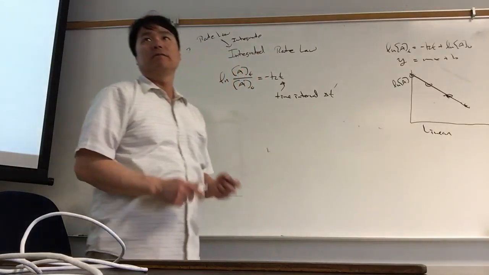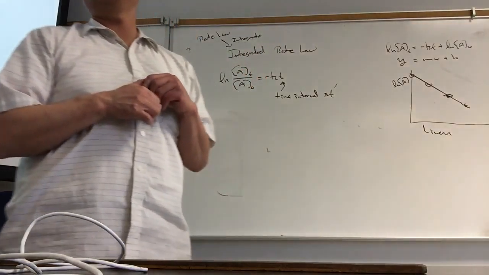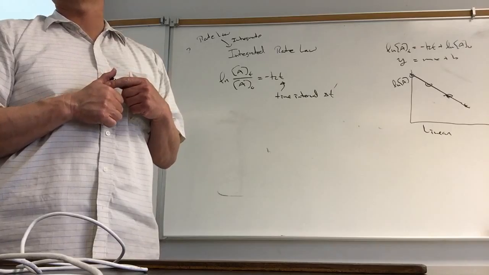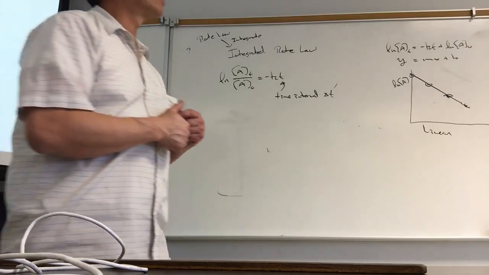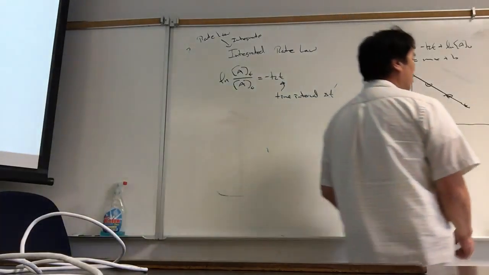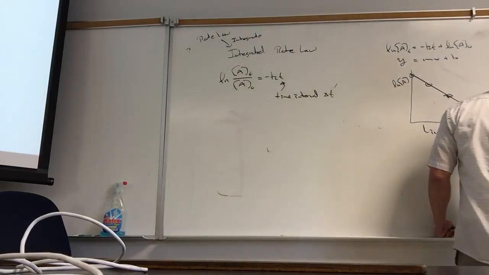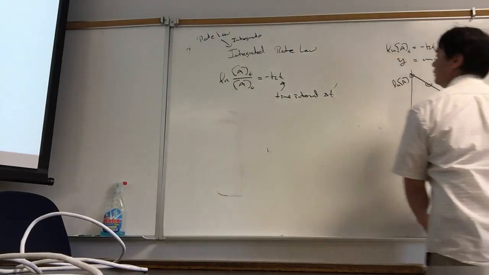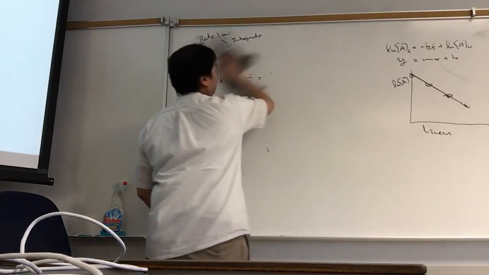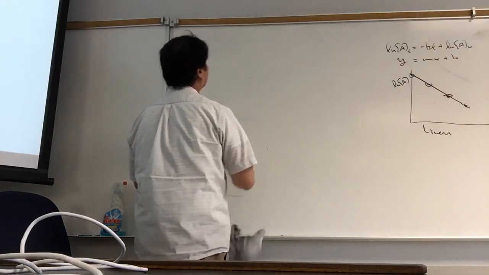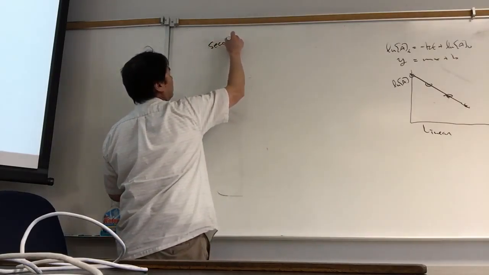And so another way of determining the order is to make a plot of A versus time, ln of A versus time, and one more. And the one more is for second order. So we'll do the second order here.